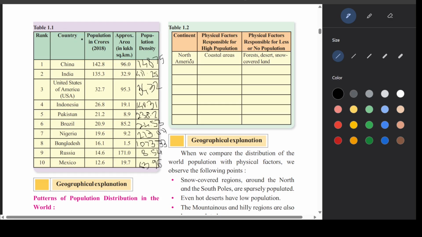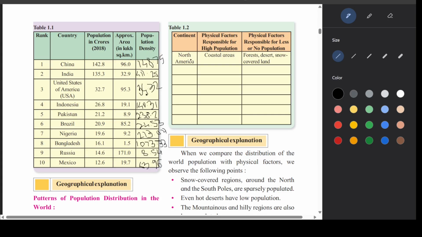Table 1.1: rank, country, population in crores, approximate area in lakh square kilometers, population density. We have to calculate population density. China. Population is 142.8 crore and area is 96 lakh square kilometers. Its population density is 148.75. India. Population is 135.3 crore and area is 32.9 lakh square kilometers. Its density is 411.25. USA. Population is 32.7 and area is 95.3.